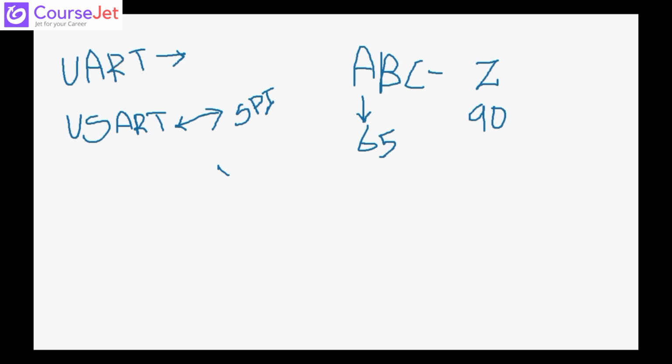Then small a starts from 97 and small z is 122. Small z is 122. Add 26 to it and you'll get it.